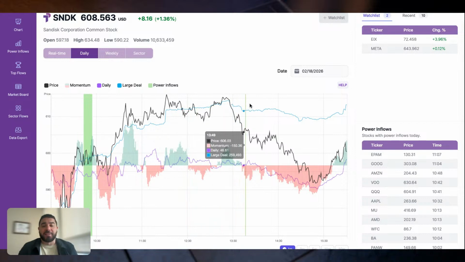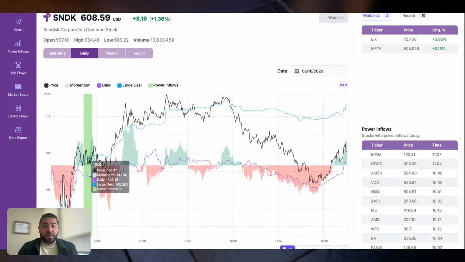You can see how it lasted throughout the rest of the day, indicating that a lot of the big money was coming in on the buy side for SanDisk. And what do we notice with the stock price? You can see it started to flatten out in the half hour or so just prior to the signal, and came back down to around 597.